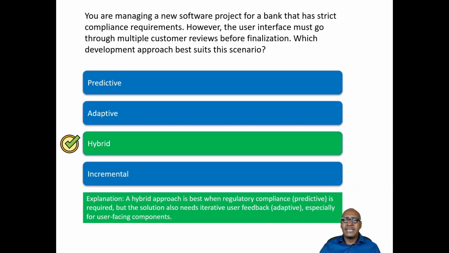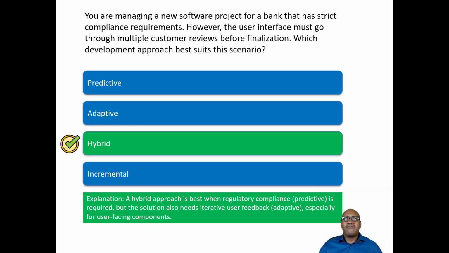A hybrid approach is best when you have high regulatory compliance, where a more predictive approach is required, but the solution also needs iterative user feedback, which is adaptive, especially for user-facing components. So in this case, we have a piece of software that is needed for a bank. So there would be some sort of regulatory compliance required. For that aspect of the project, it would be best for us to use a predictive approach.